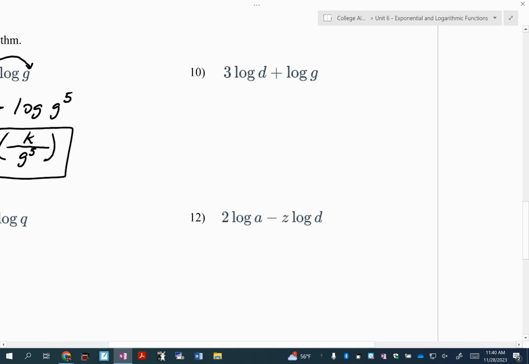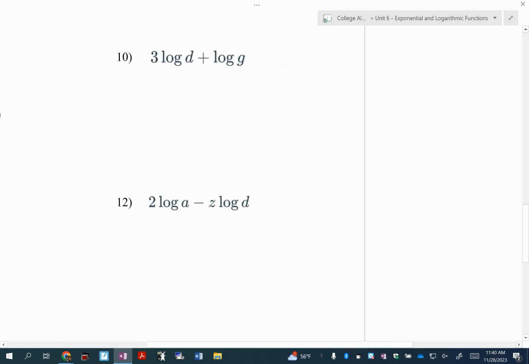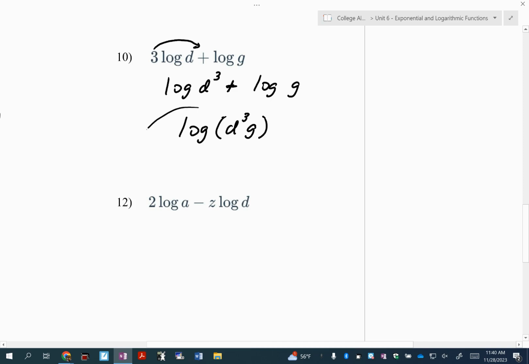Let's do number 10. Number 10, again, I have a number that's in front. Let's move it to be a power. So log of d cubed plus log of g. I see addition, so I'm going to put these together by using multiplication. So my argument is going to be d cubed times g. You could write the dot for multiplication. You don't have to, but this is going to be the answer for number 10.